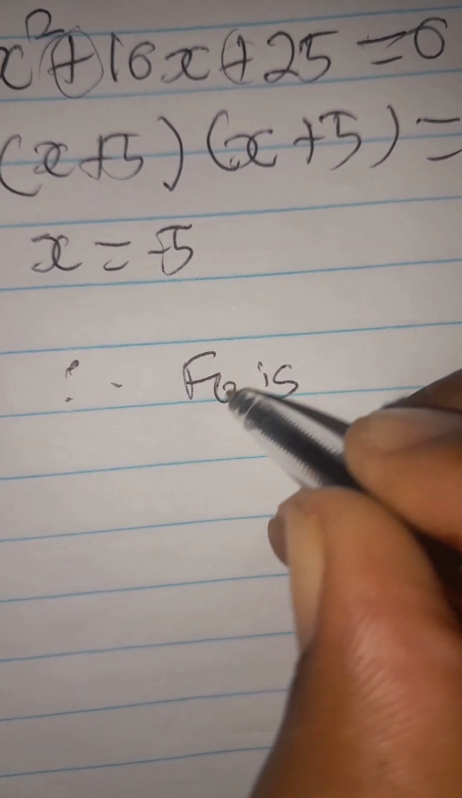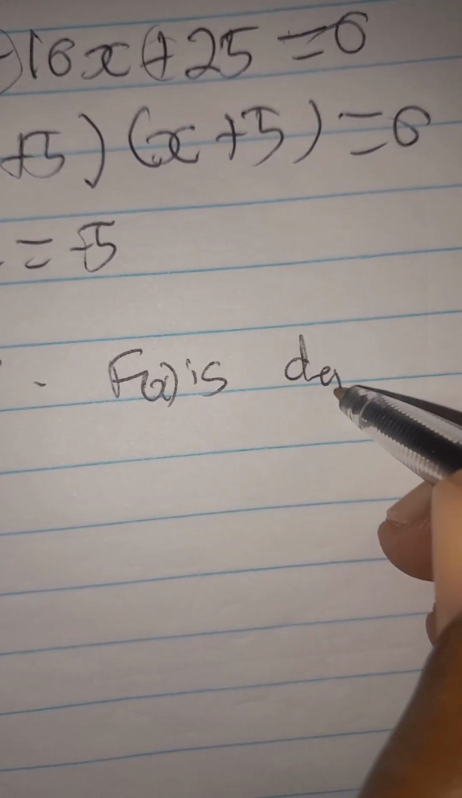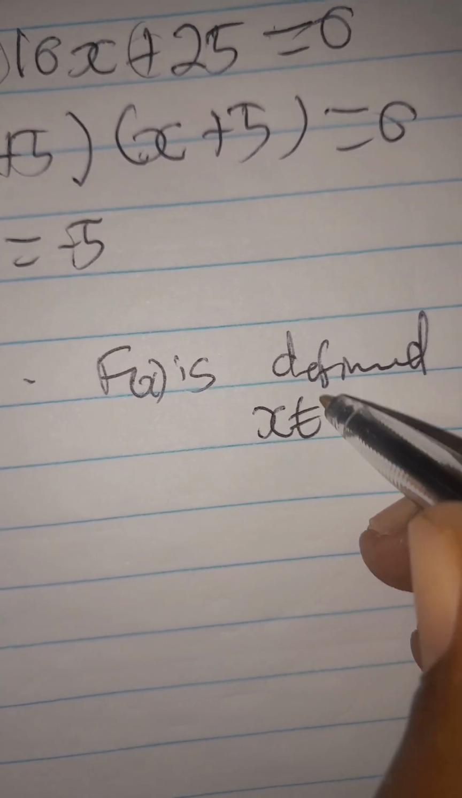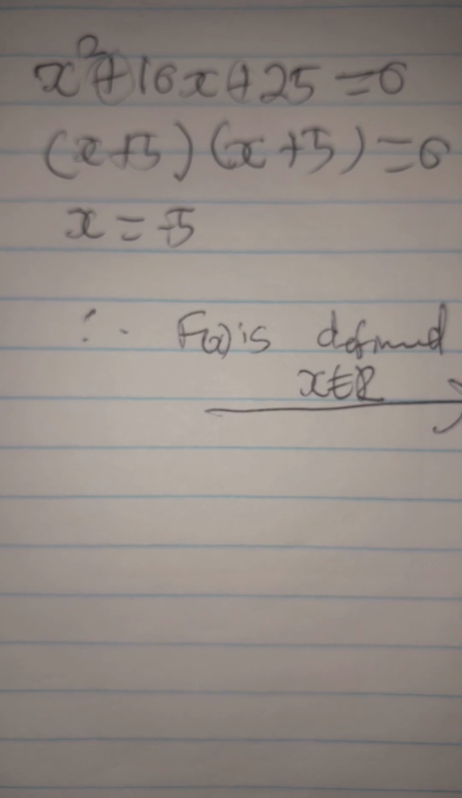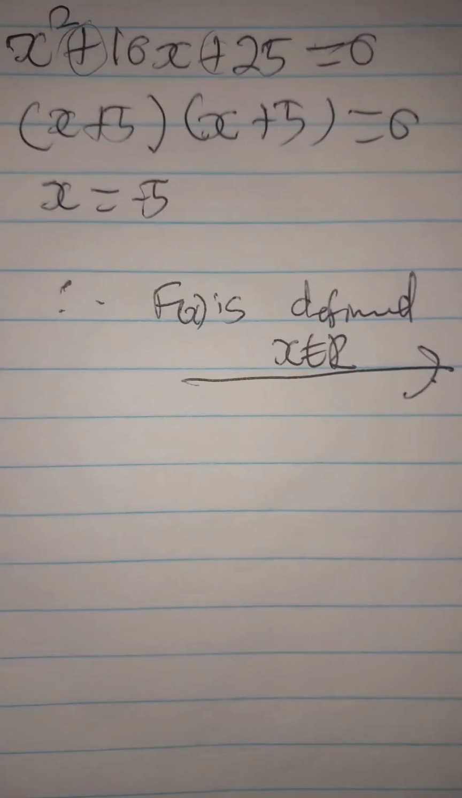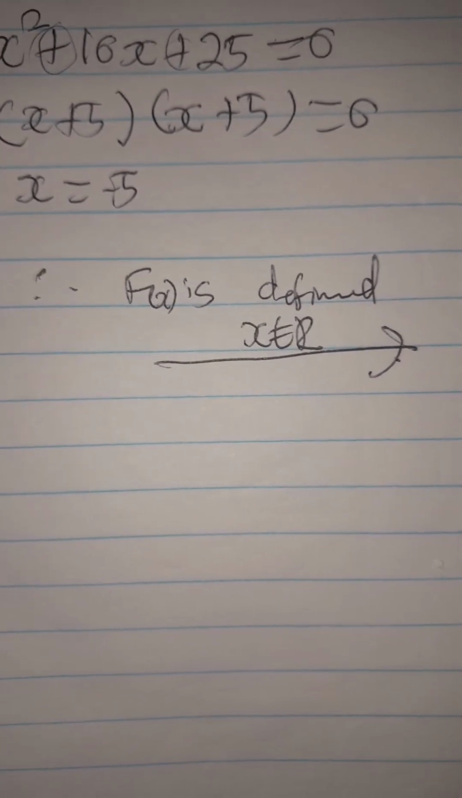For f of x to be defined, it must be what? It must be an element of real numbers. So that's what you are supposed to do in this case. If you have another way of doing it, you can also work it out. Remember, in mathematics, there are many ways of tackling problems depending on which method you prefer.